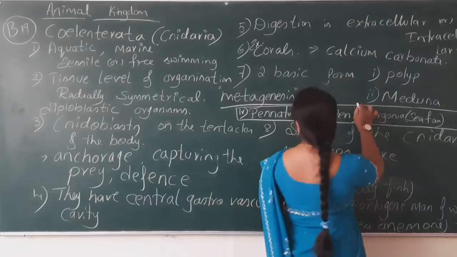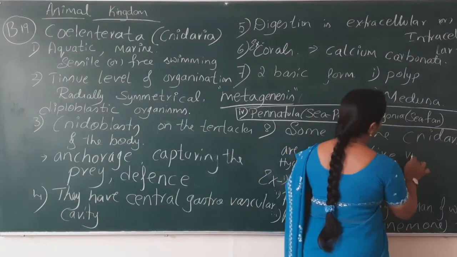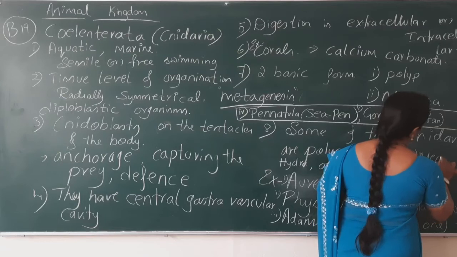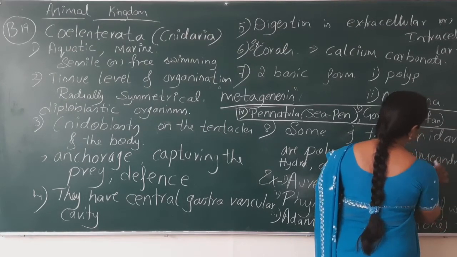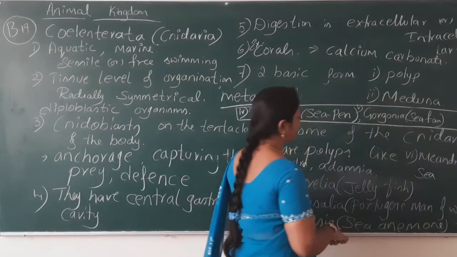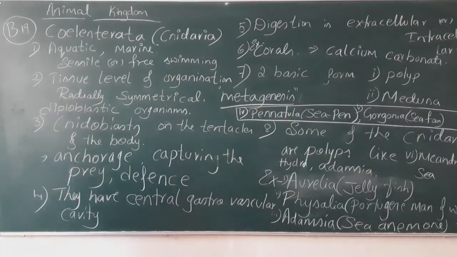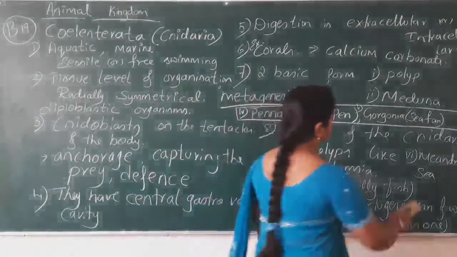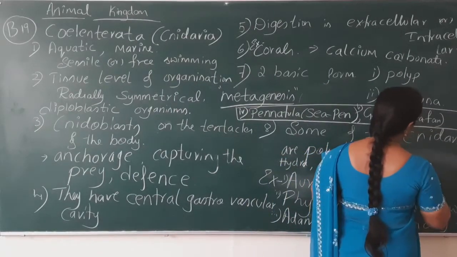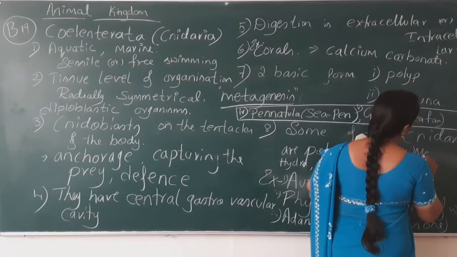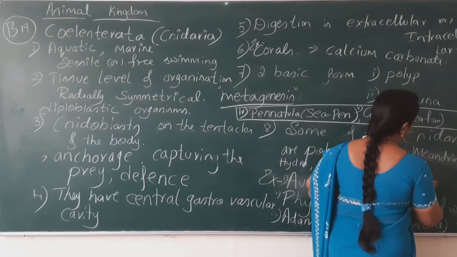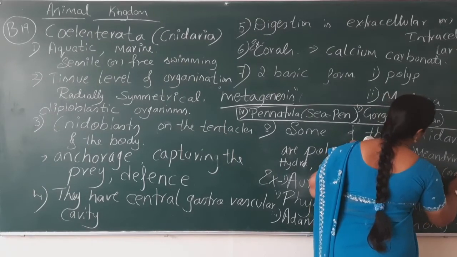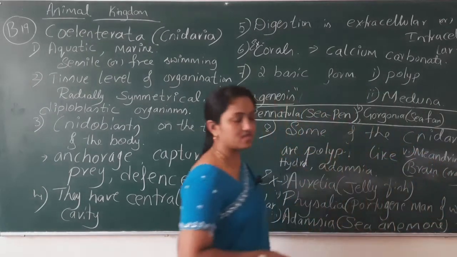Here I will write, this is the fifth example. Sixth one is Meandrina, sea brain. Sixth one, Meandrina or brain coral. It looks like the human brain.